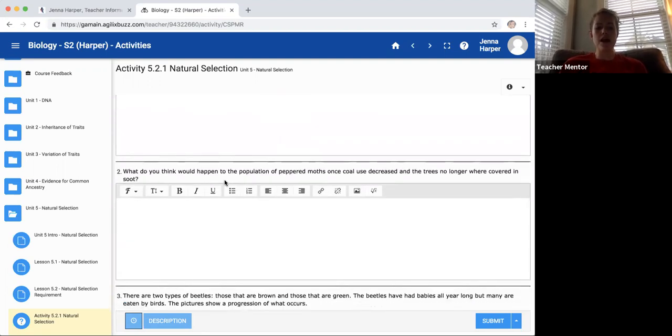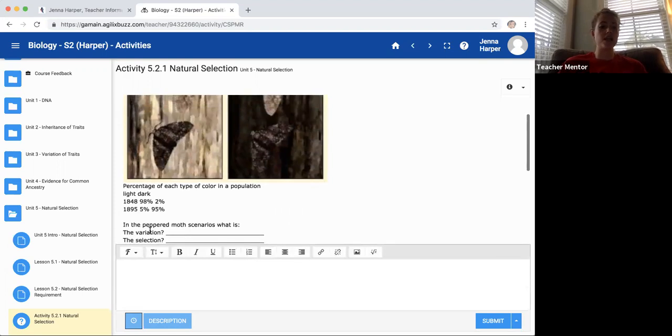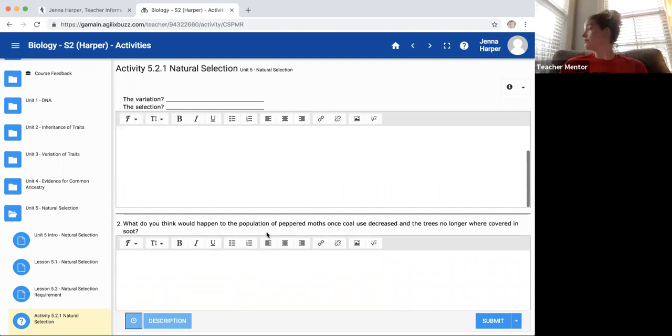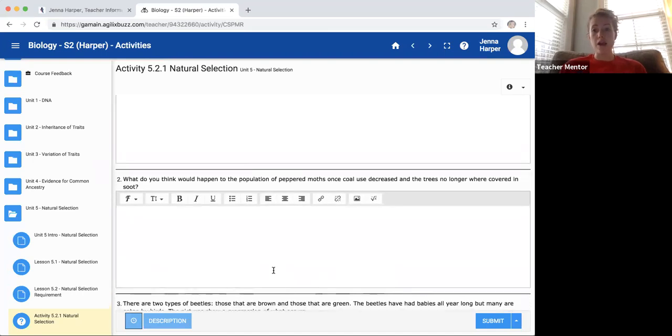It says, what do you think would happen to the population of peppered moths once coal use decreased and the trees no longer were covered in soot? Okay, so let's take a look at the time here. We have a long time in between these two for this drastic of a change. Just because the Industrial Revolution starts to slow down and coal stops being used as much, we're not going to see a drastic change.